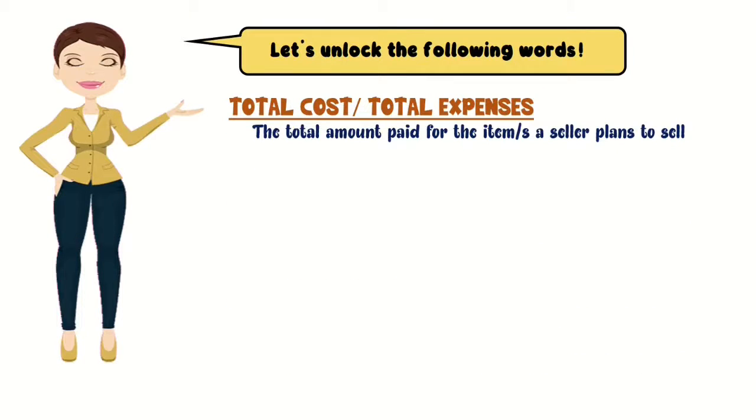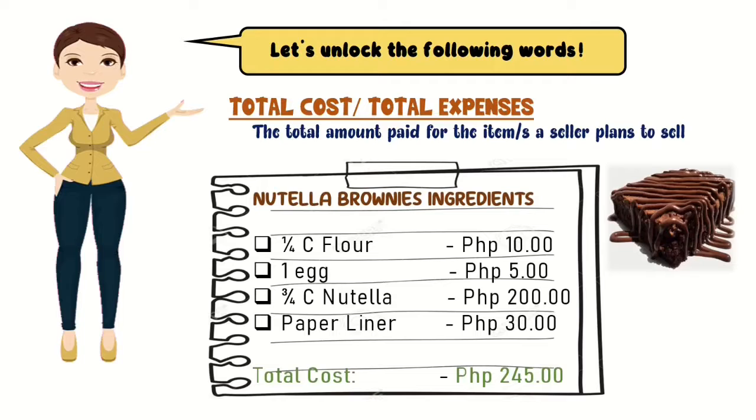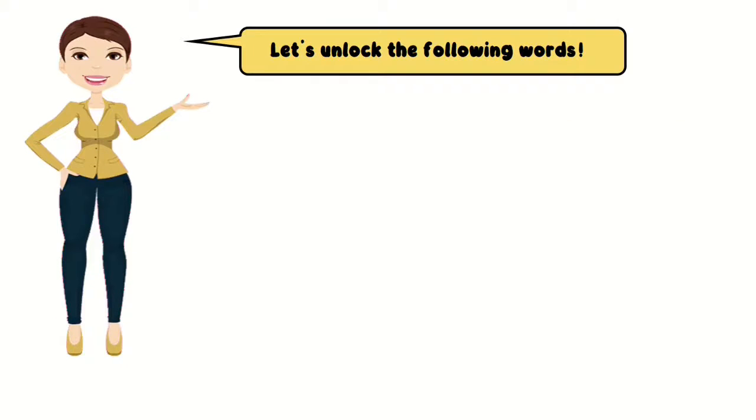First word is total cost. It is the total amount paid for the items a seller plans to sell. Example, you want to sell Nutella brownies, and obviously you have to buy products to make it. These are the ingredients that you bought from the market. The total cost is the total amount when we add all the prices of these ingredients. In this part, 245 is our total cost.